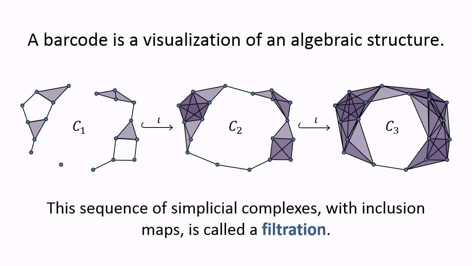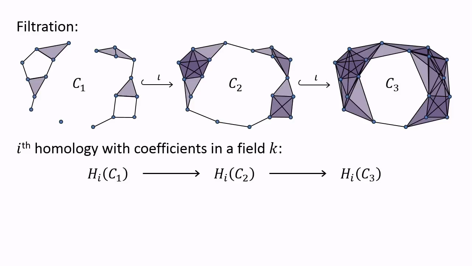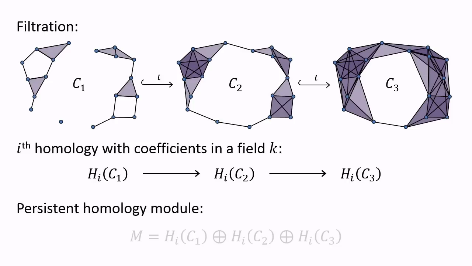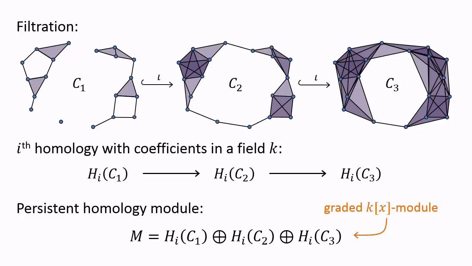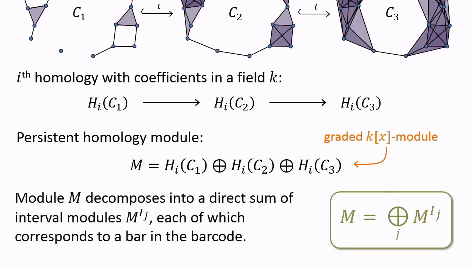When we apply homology to a filtration, we obtain an algebraic structure called a persistence module. Suppose we want to compute ith homology with coefficients from a field K. The homology of any complex Cj is a vector space, and the inclusion maps between complexes induce linear maps between homology vector spaces. The direct sum of the homology vector spaces is an algebraic module. In fact, a graded module over the polynomial ring K adjoin X. The variable X acts as a shift map, taking each homology generator to its image in the next vector space. Furthermore, a structure theorem tells us that a persistence module decomposes nicely into a direct sum of simple modules, each corresponding to a bar in the barcode. In other words, a barcode really is an algebraic structure.